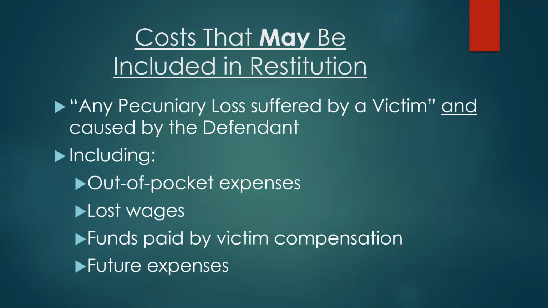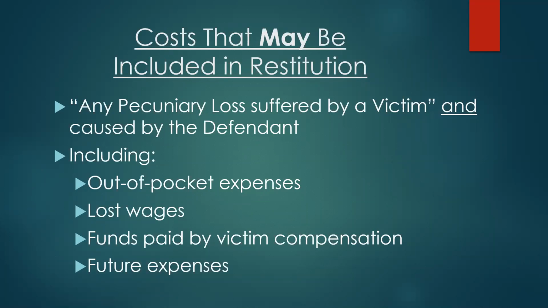Costs that can be included in a restitution request by law are defined as any pecuniary loss suffered by a victim and caused by a defendant. A pecuniary loss means something that you can attach a number to. So not things like pain and suffering. They have to be things that are directly caused by the defendant because of the crime and things that you can assign a number or a dollar amount to specifically.